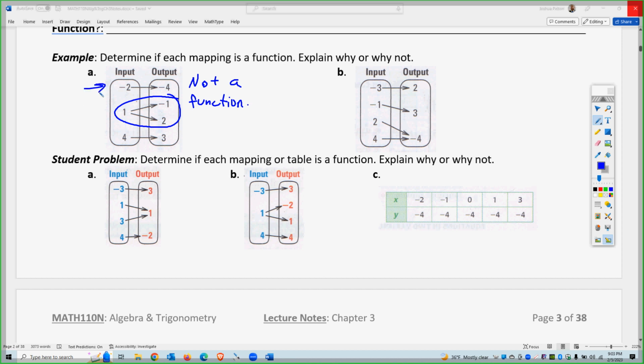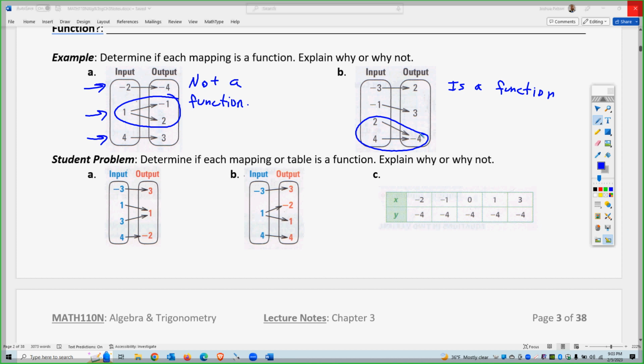These ones are fine. Each input has 1 output, but the middle input has 2 outputs. That's not a function. So this one is a function, right? And you're asking yourself, well, wait a minute, I have 2 things going to negative 4. That's fine. I can get 2 things that go to the same output, but each input only has 1 output. So the 2 only has an output of negative 4, and the 4 has an output of negative 4. So they only have 1 output.